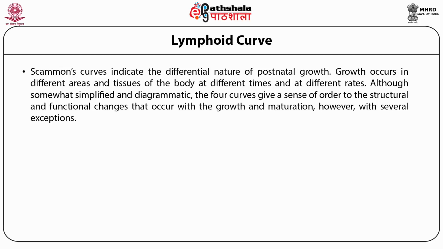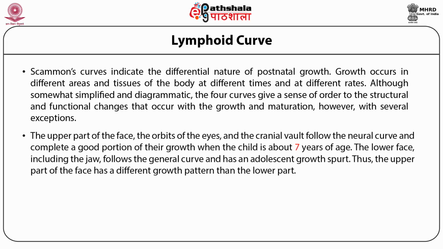The craniofacial skeleton is one such exception. The upper part of the face, the orbits of the eyes, and the cranial vault follow the neural curve and complete a good portion of their growth when the child is about 7 years of age. The lower face, including the jaw, follows the general curve and has an adolescent growth spurt. Thus, the upper part of the face has a different growth pattern than the lower part.